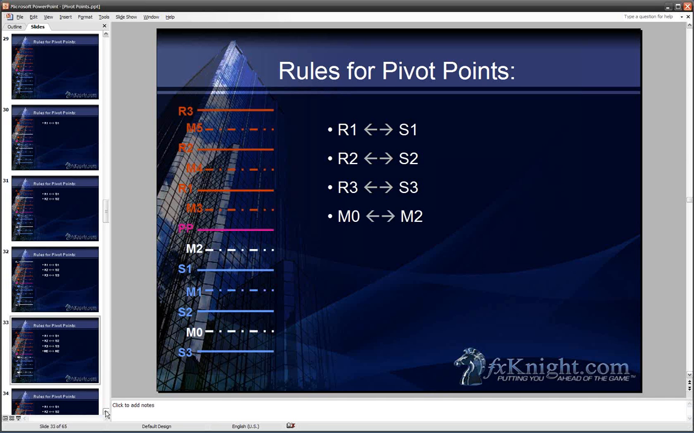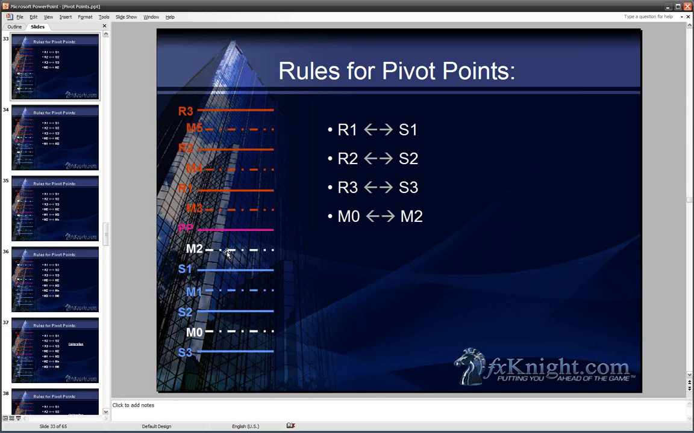Medians are a little bit different. What happens with the medians is you basically skip one, and this is why I have them as dotted lines, because if you have a bounce at a solid line, look to go to another solid line. If you have a bounce at a dotted line, look at the dotted lines. Okay, that's why we've got them coded differently. And basically the rule with medians is you skip one and go to the next. So if your bounce is at M0, you skip M1 and you go to M2.